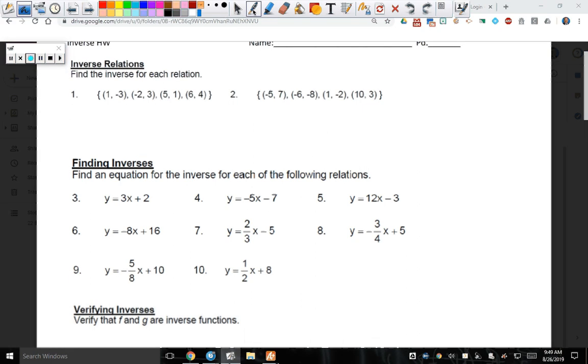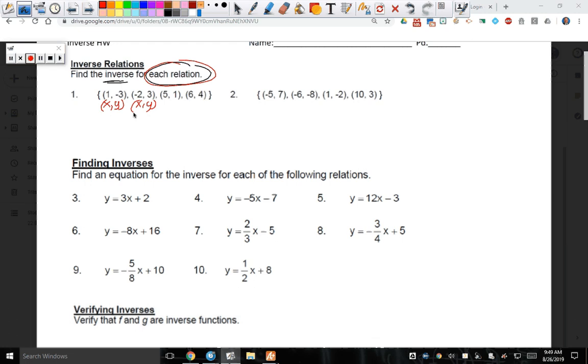Work examples from inverse functions to help you finish up this worksheet by yourself. First of all, we're going to find the inverse for each relation. That means these are x, y points per se. All of these. So if I'm listing out the inverse, you tell me, how do I list this out?